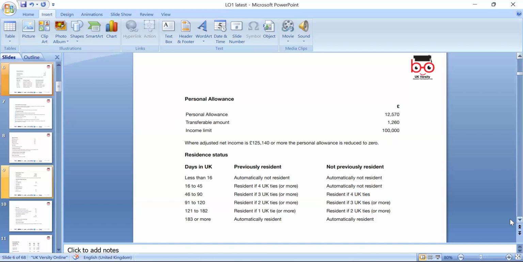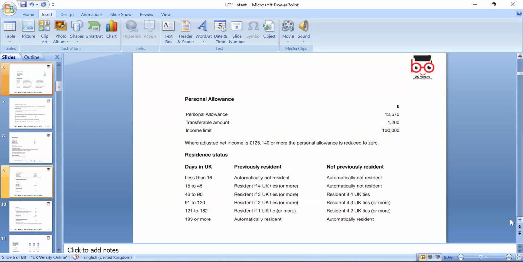Personal allowance, transferable amount, which we can look at, is £1,260. The income limit is £100,000. If you earn more than £100,000, your personal allowance will be reduced by 50 pence for every extra pound you earn. So if you earn £125,140, your personal allowance will be finished.